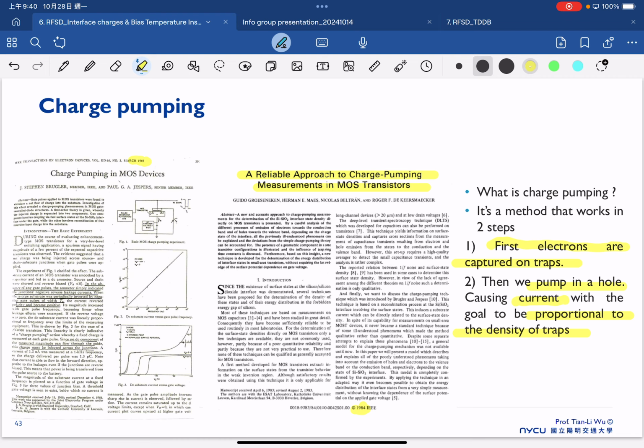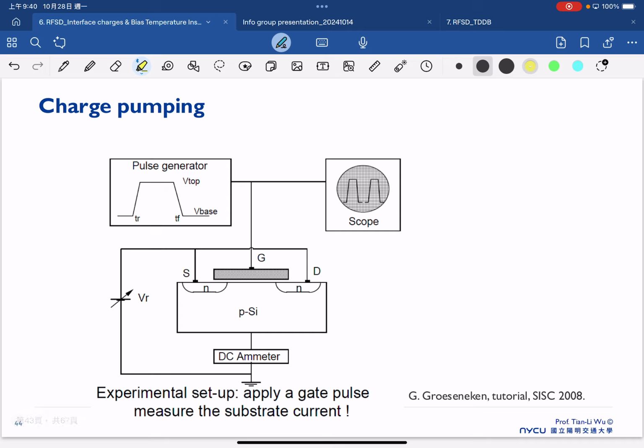So how is the measurement set up? This is a typical measurement setup where we first apply a pulse generator, and we have an oscilloscope to record the waveform. Then this is our typical MOSFET. We apply a gate pulse and measure the substrate current, because the substrate current is due to the recombination between the electrons and the holes.